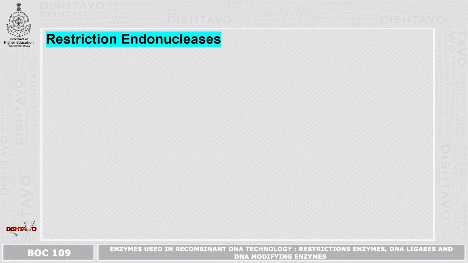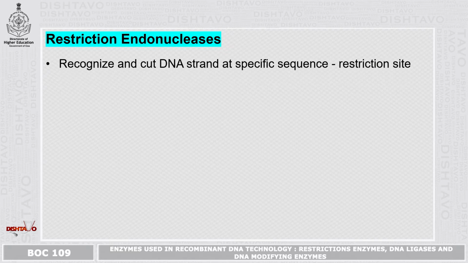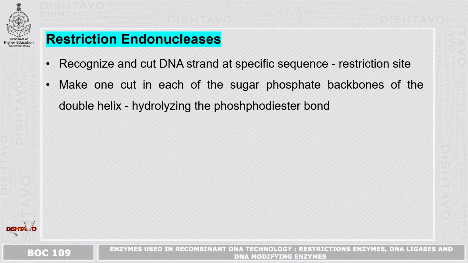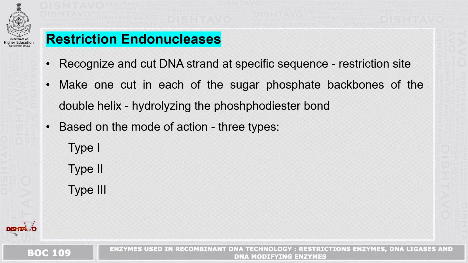Now let us study about restriction endonucleases. They recognize and cut DNA strand at specific sequence called as restriction site or recognition site. They make one cut in each of the sugar phosphate backbones of the double helix by hydrolyzing the phosphodiester bond. Based upon the mode of action, there are three types of restriction endonucleases: type 1, type 2, and type 3.